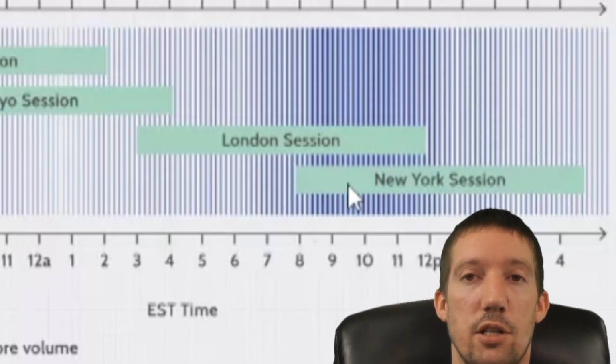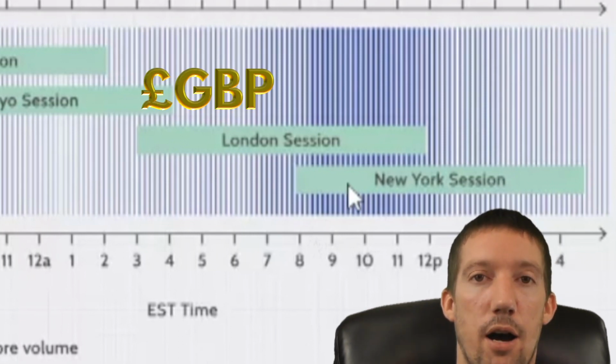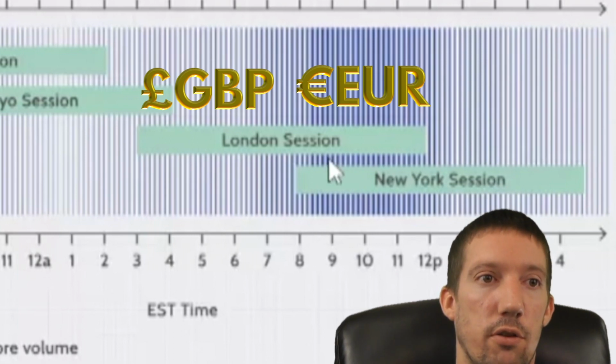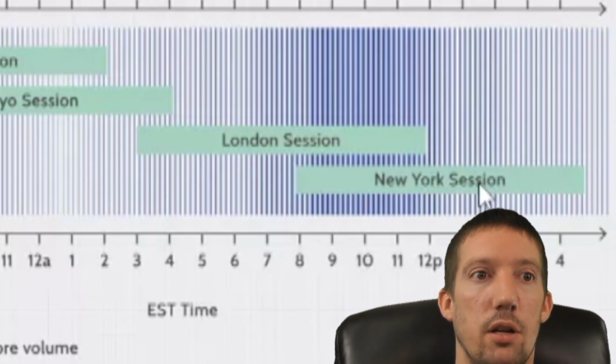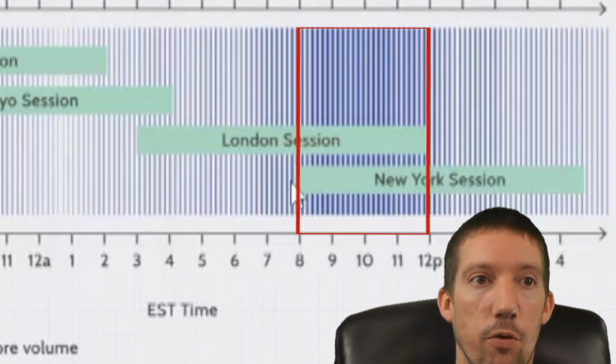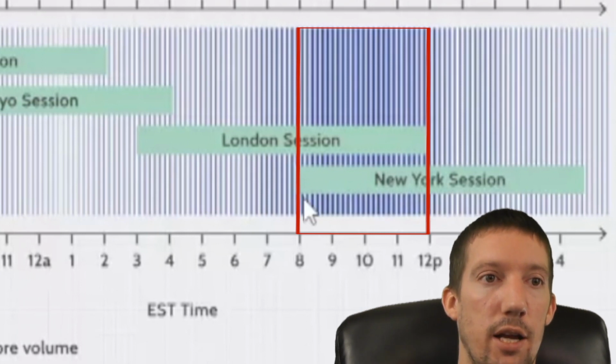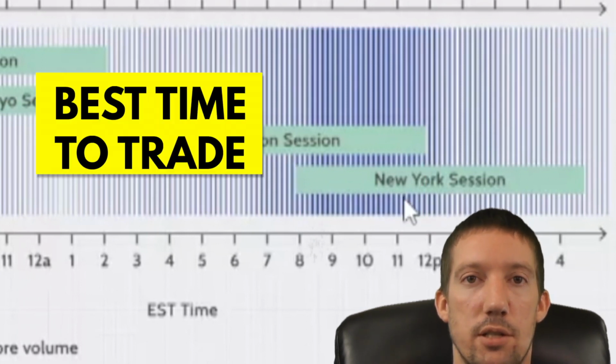The London session, anything related to the British pound or Euro, those are the things you're going to want to trade during the London session. Anything related to USD, you're going to want to trade during the New York session. Now, if you trade during the overlap, from 8 a.m. to 12 p.m., noon, those are going to be the best times for you to trade.